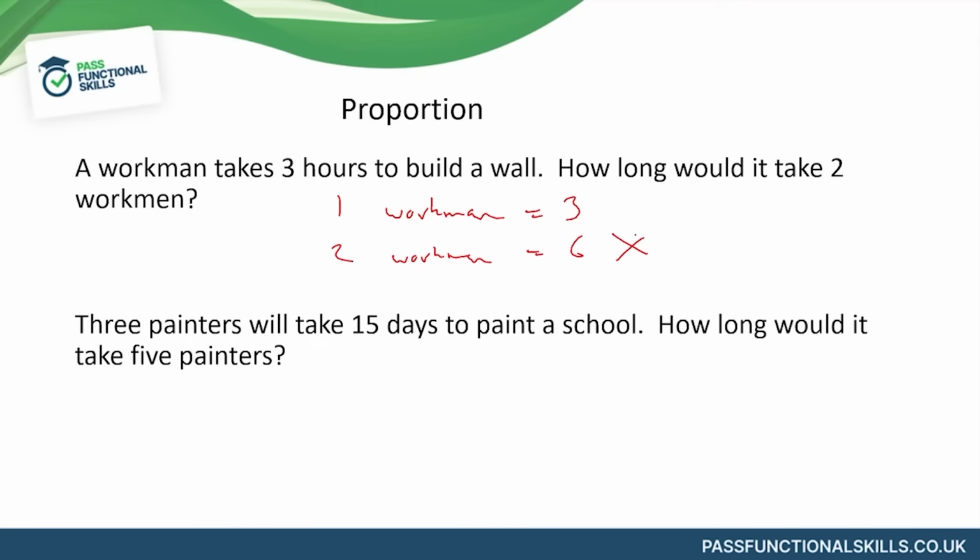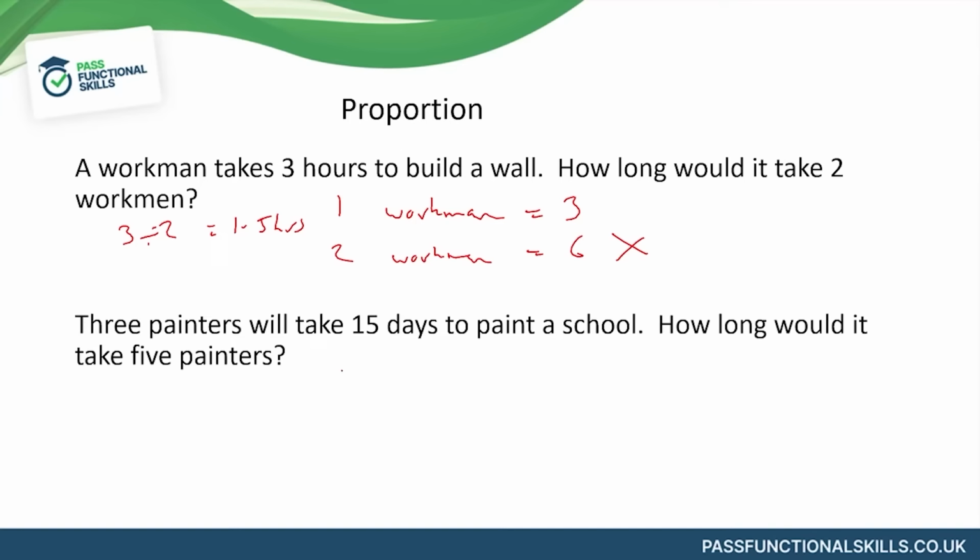When you think about the context of the question, you've got more people doing the work, so the work will take less time. So if it takes one workman 3 hours, then if you've got twice the number of people doing the job, then it's going to take half as long. So if it takes 3 hours for one person, then 2 people, of course we're assuming they're working at the same rate, will be 3 hours divided by 2, so 1.5 hours.